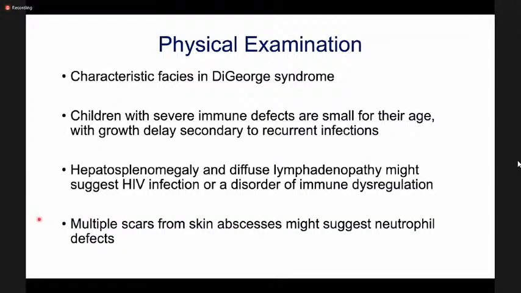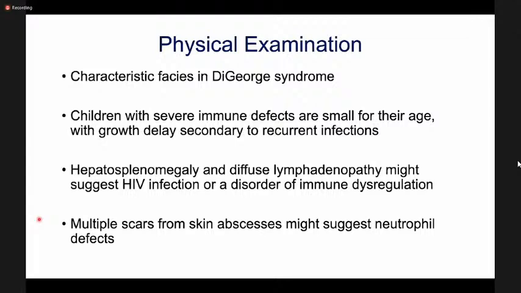For digestion, you're looking at the characteristic phases. So I've mentioned that children who tend to have recurrent infections because of severe immunodeficiency are not going to thrive. So they're going to be small for their age. With a systemic evaluation, if you're finding diffuse lymphadenopathy or hepatosplenomegaly, you would first want to think about HIV. If that is negative, then you think about especially a lymphoproliferative disorder, which is a disorder of immune dysregulation.